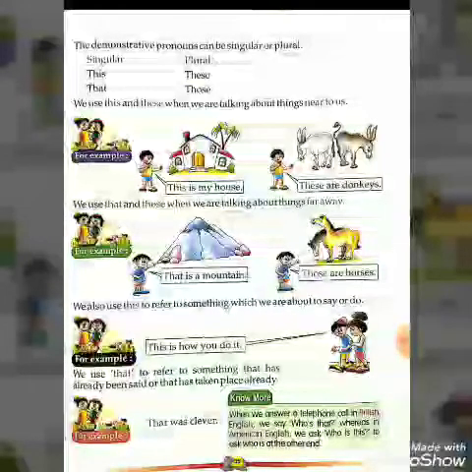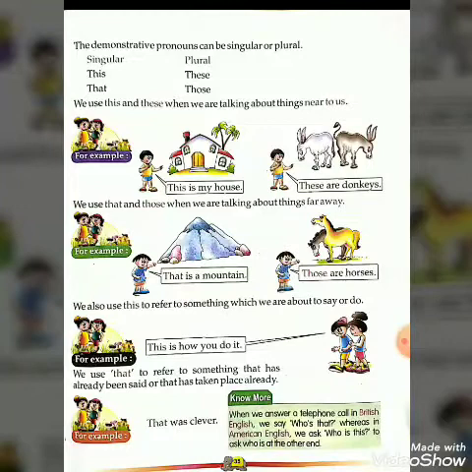First one, this is my house. Here the word this. And next, these are donkeys. You can see we use the words this and these when we are talking about things near to us. I am repeating once again. For example, this is my house, this is my car, this is my toy. And next, these are donkeys, these are pens.